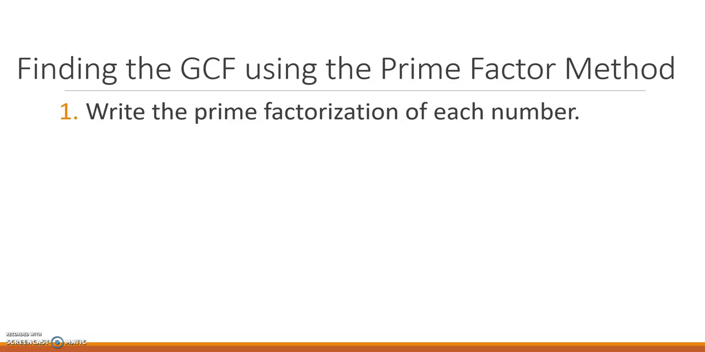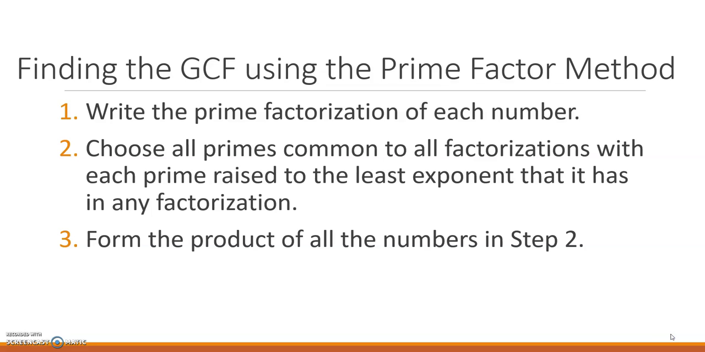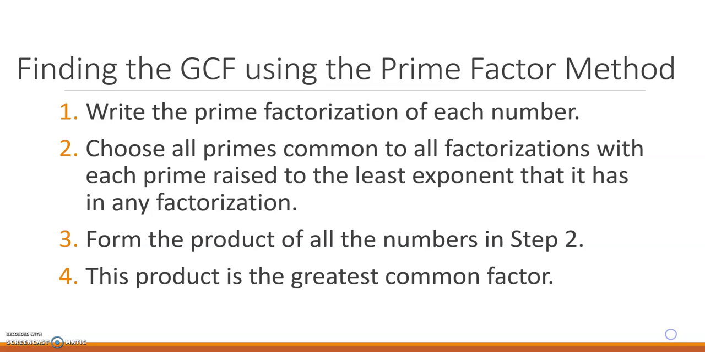Finding the GCF using the prime factor method. Write the prime factorization of each number. Choose all primes common to all factorizations, with each prime raised to the least exponent that it has in any factorization. Form the product of all the numbers in step 2. This product is the greatest common factor.